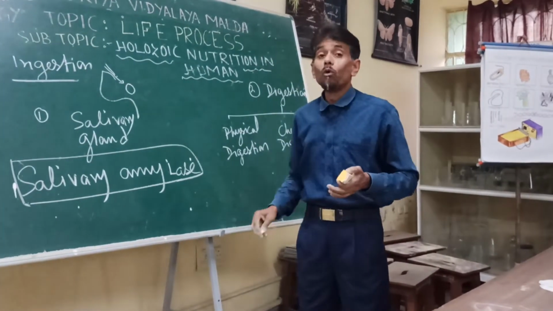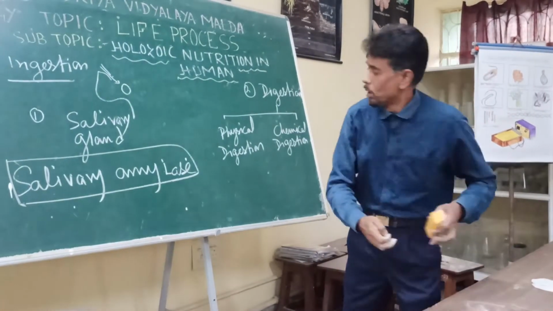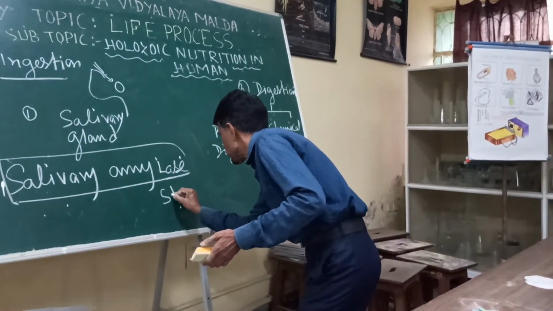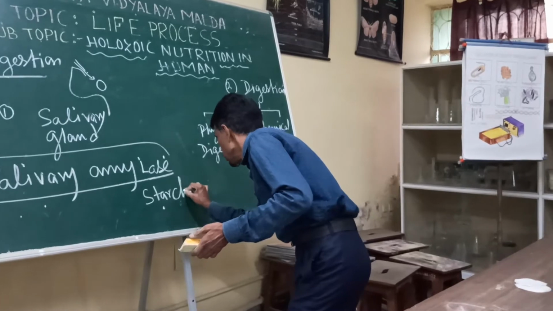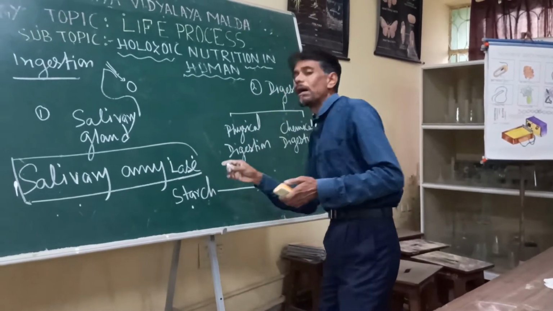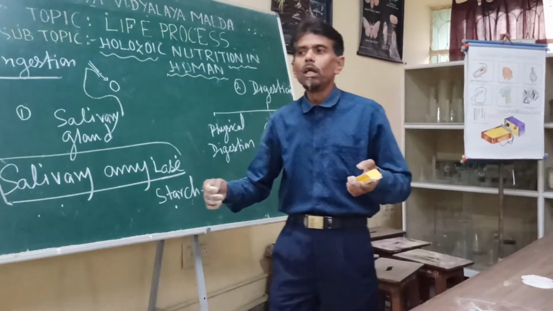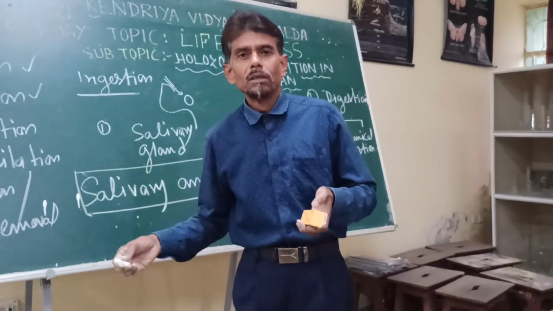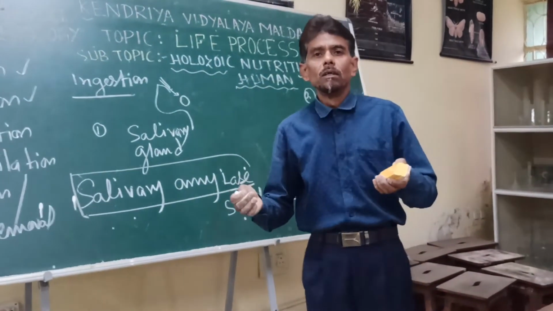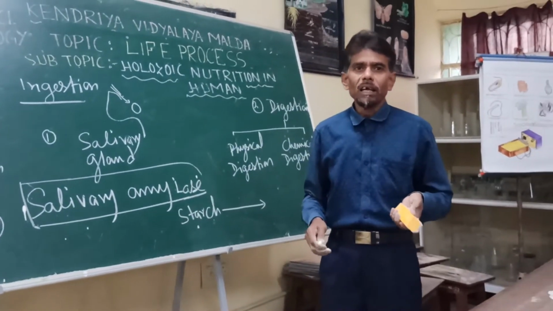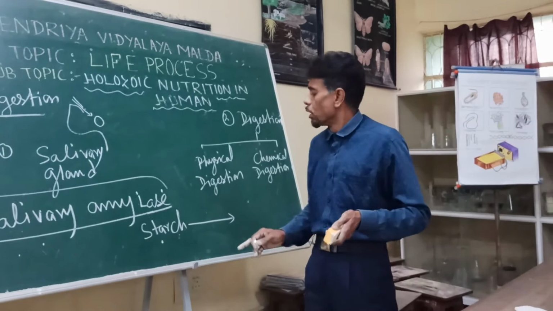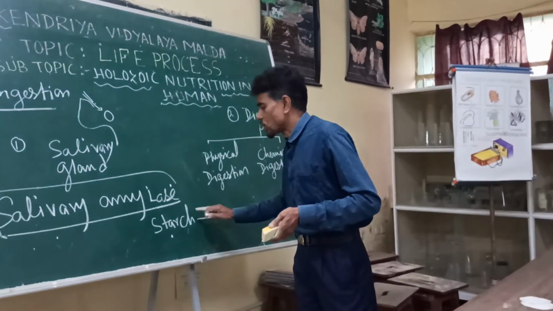But what type of food will be digested chemically? The starch, which is a complex form of carbohydrate. Mostly, daily we are taking different forms of carbohydrate food. For example, chapati, bread, idli. These are all complex carbohydrate foods. We call it as containing starch.